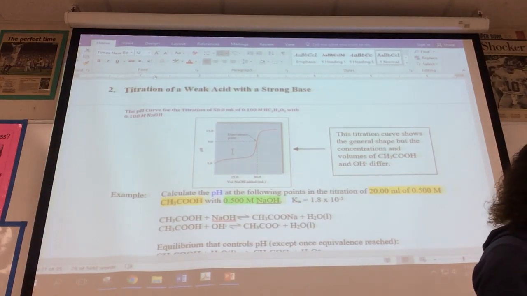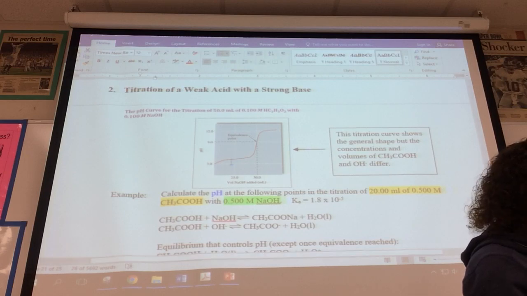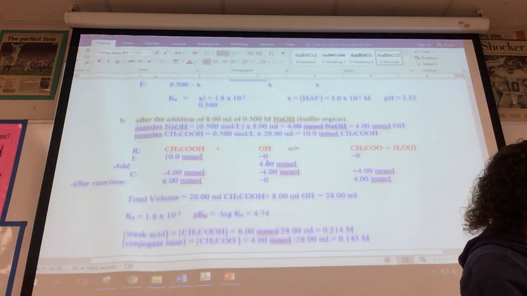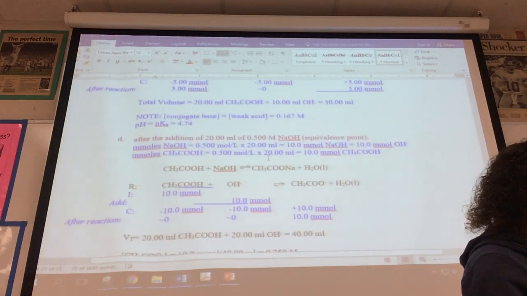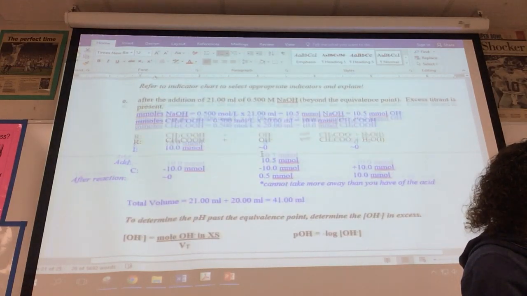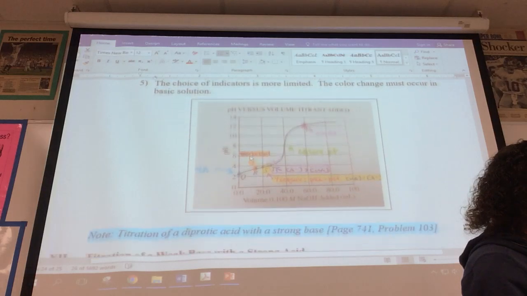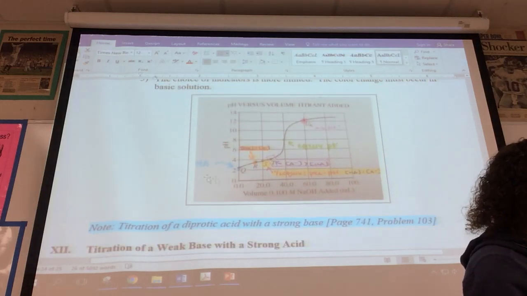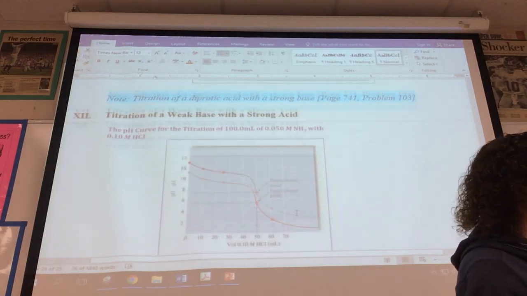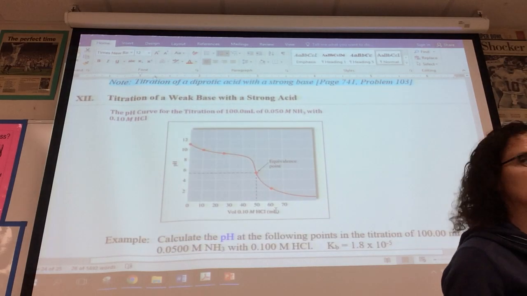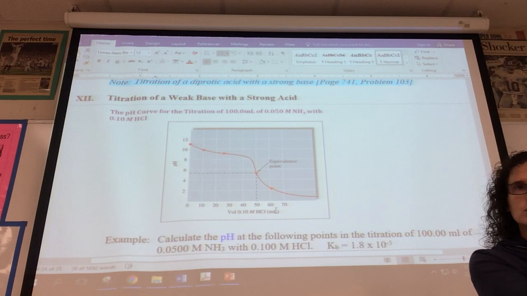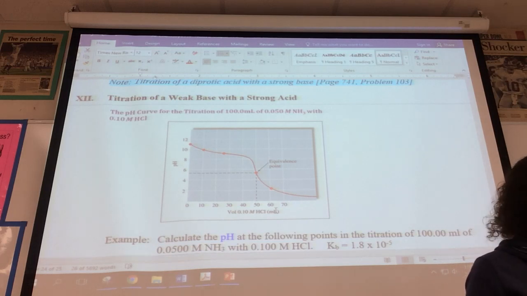We will be going through this weak acid with strong base in excruciating detail tomorrow. It looks like a lot. I'm going to walk you through every single step of the way. And then we also want to analyze the graph in excruciating detail. And then you will be walking through a weak base with a strong acid. And we can do both pre-lab questions here so that you have a good understanding of this concept.